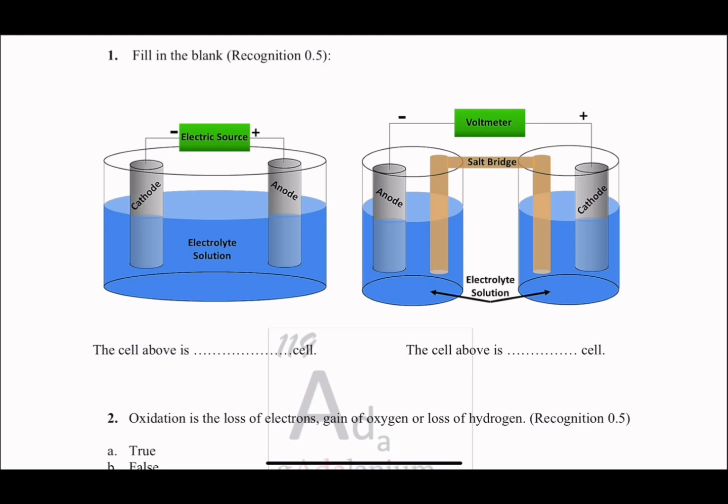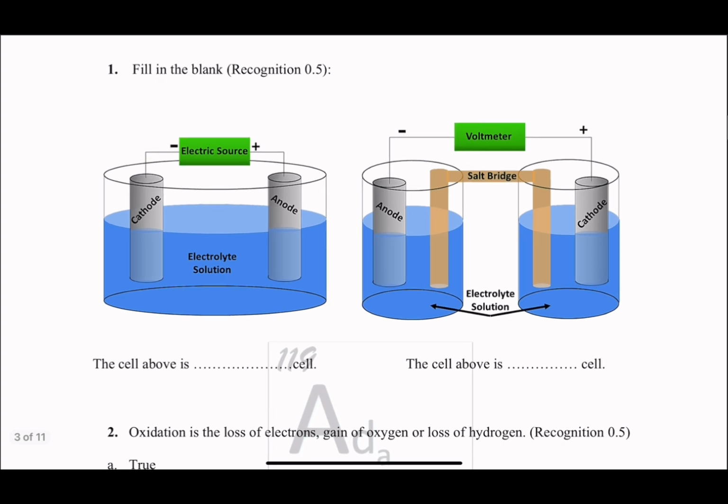In this video I'll be talking about the solution for the test 2 that we had recently. So the first question is recognizing the type of cells we have. As you can see in the one on the right, we have two containers. This is the one for voltaic cell, and the other one is electrolytic cell with one container.